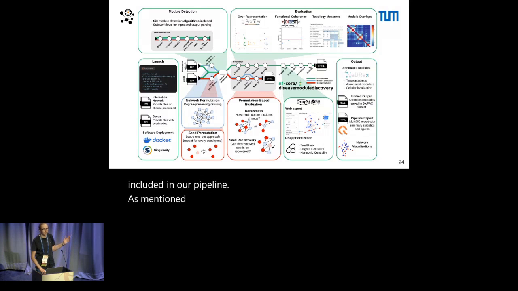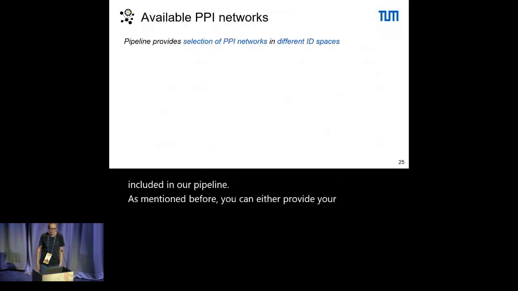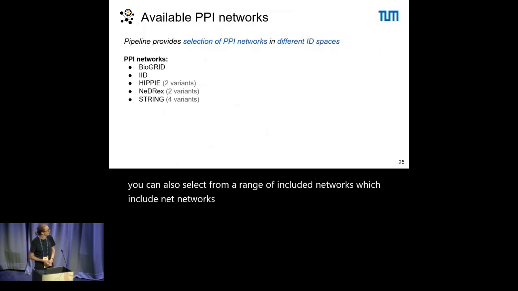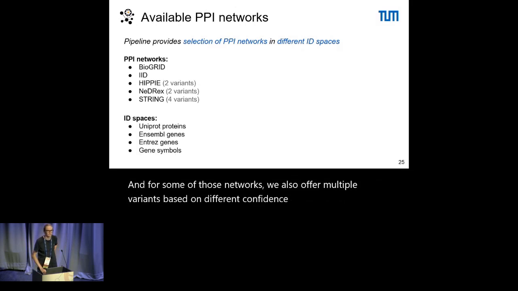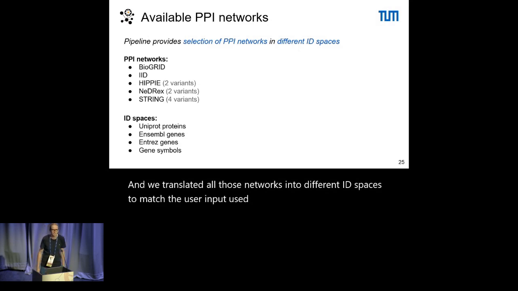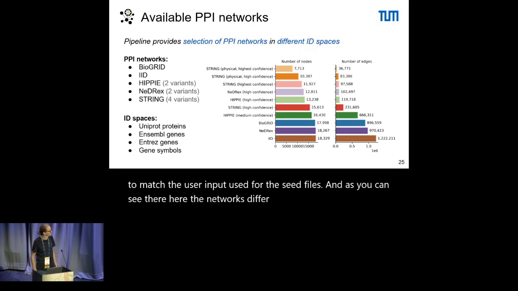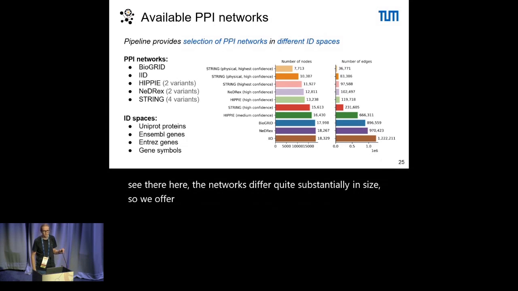As mentioned before, you can either provide your own network, but you can also select from a range of included networks, which include networks from BioGRID, IID, HIPPIE, APID, and STRING. And for some of those networks, we also offer multiple variants based on different confidence levels. And we translated all those networks into different ID spaces to match the user input used for the seed files. And as you can see here, the networks differ quite substantially in size. So we offer both high confidence as well as extensive network options.